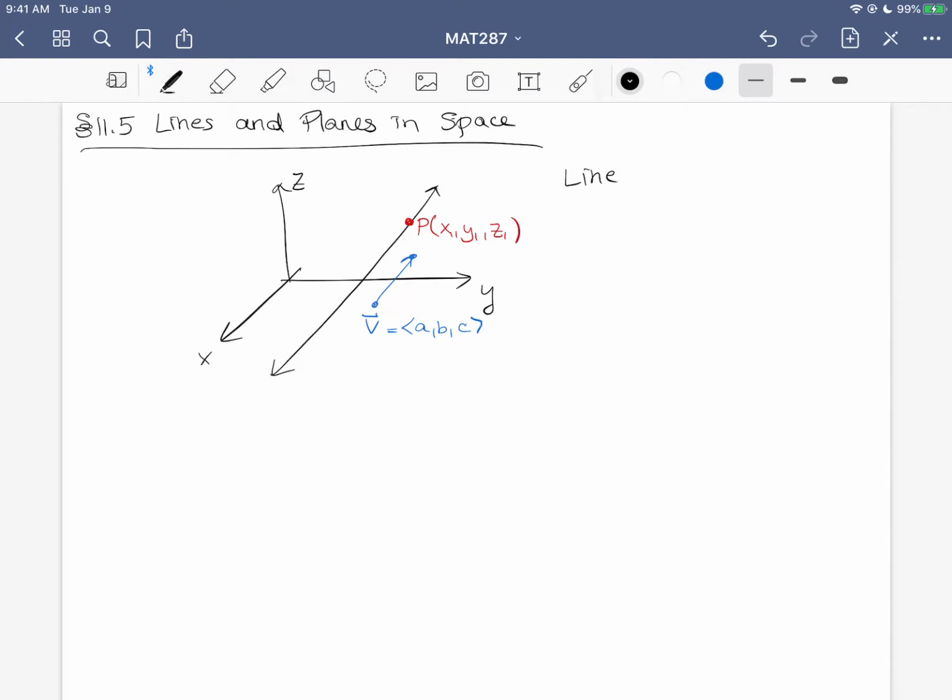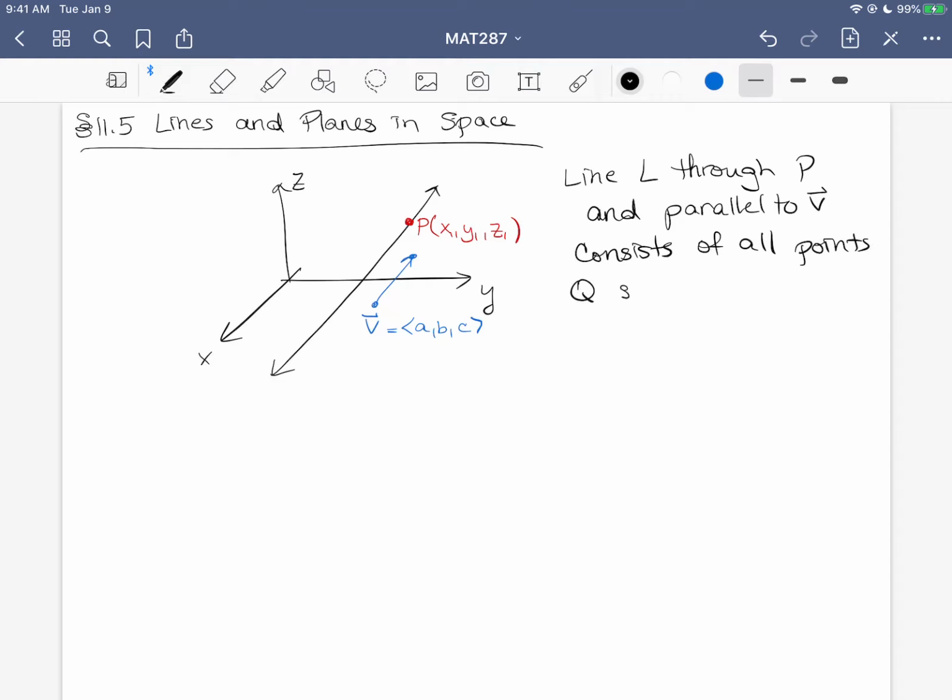Okay, so the line L through P and parallel to V consists of all points Q such that the vector PQ is parallel to vector V. All right, so think about a point Q is on this line if and only if that vector PQ is parallel to V.